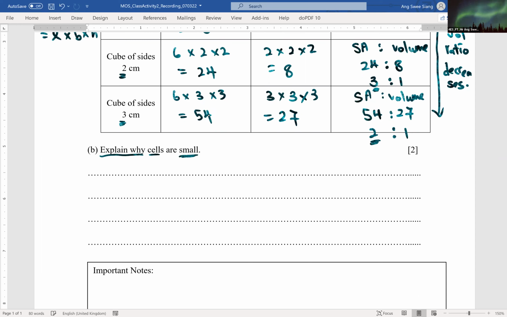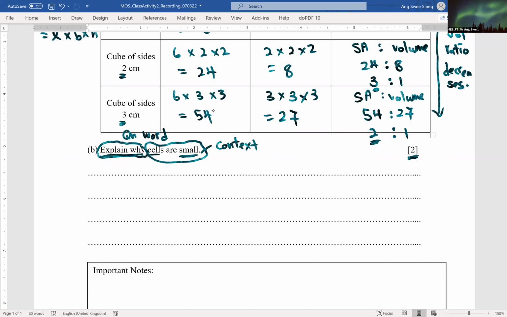In order for you to answer this question, first of all, you need to recognize that 'explain why' is the question word. Then they want you to explain why cells are small. So this is the context of the question. Then before you start to answer, look at the marks. So it's 2 marks. The marks will tell you roughly how much to write. If it's 2 marks, most likely you need to write at least 2 different points, 2 different key ideas or 2 different concepts.